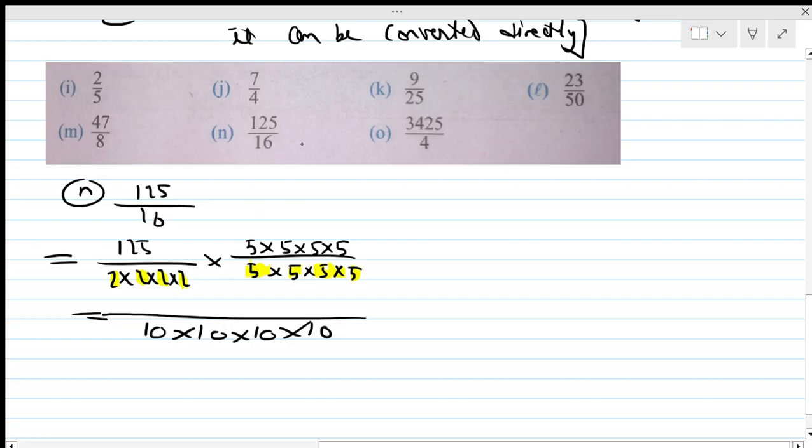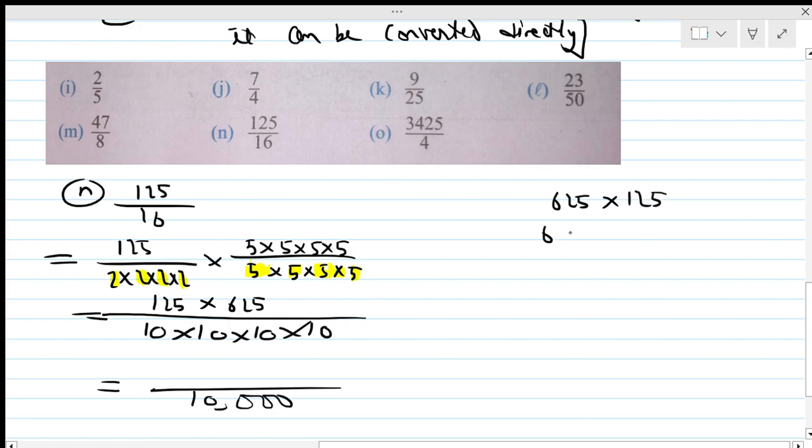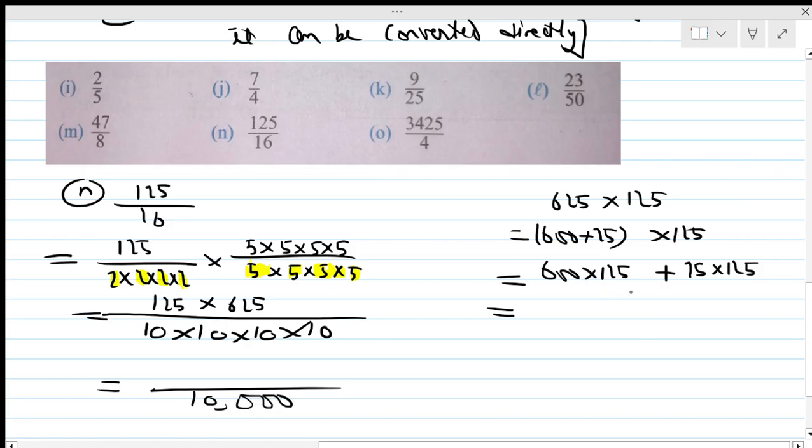And now above there is 125 into 25 into 25, 625. So 125 into 625 we do have, and down there is 10,000, 4 zeros. And above 125 into 625, so 625 into 125, let's multiply. So I will break it, 600 plus 25, into 125. Now by 600 I have to multiply 125, and by 25 I have to multiply again 125. So I go with this way again.